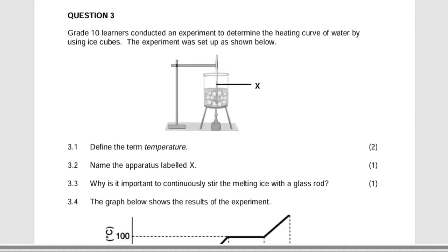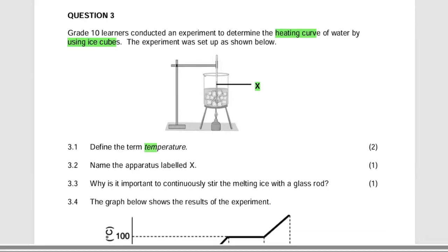Now moving on to question number 3. Question number 3 is here. The grade 10 learners conducted an experiment to determine the heating curve of water by using ice cubes, right? So we're focusing on the heating curve of water by using ice cubes. Then the experiment was set up as shown below. So we have these apparatus there. I think X is going to be our thermometer, and let's go through everything there.